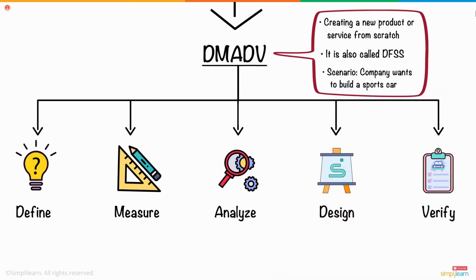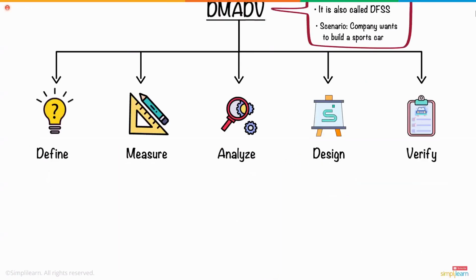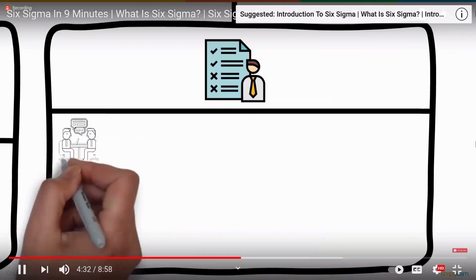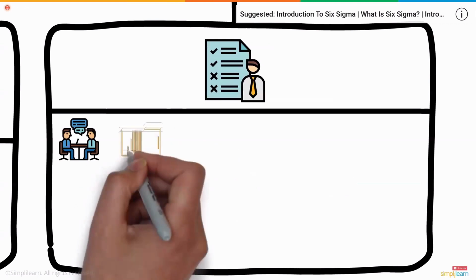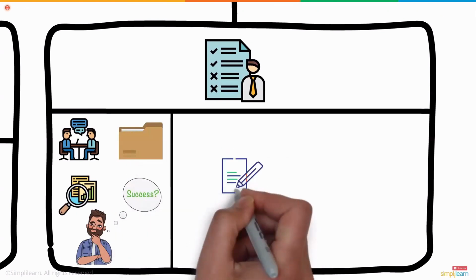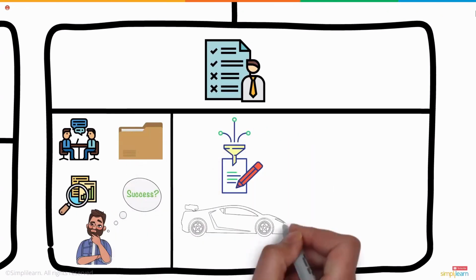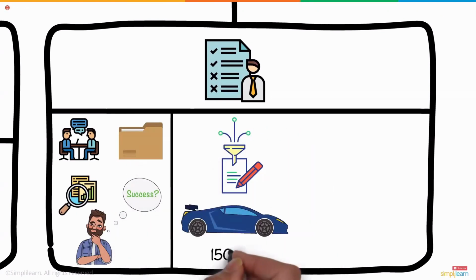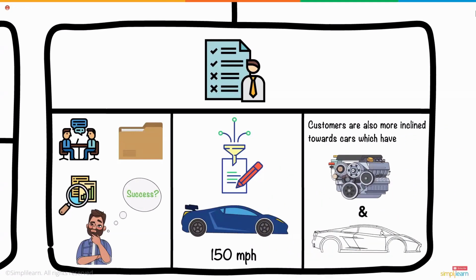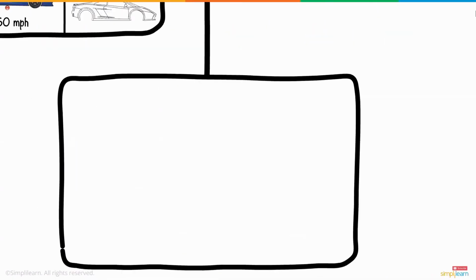Let's take the scenario where the company decides to build a new model, a sports car. In the define phase, you define the requirements of the customer. Based on inputs from customers, historical data, and industry research, you determine what you need to ensure your car becomes a success. The data collected indicates customers are drawn to cars which can achieve more than 150 miles per hour. Customers are also more inclined towards cars which have V6 engines and an aerodynamic frame.